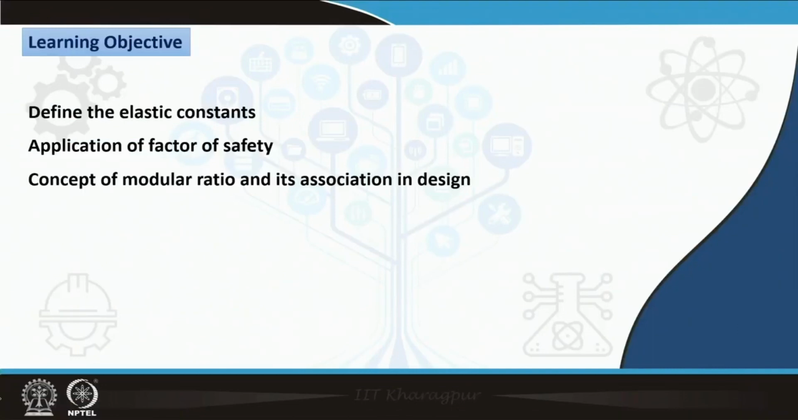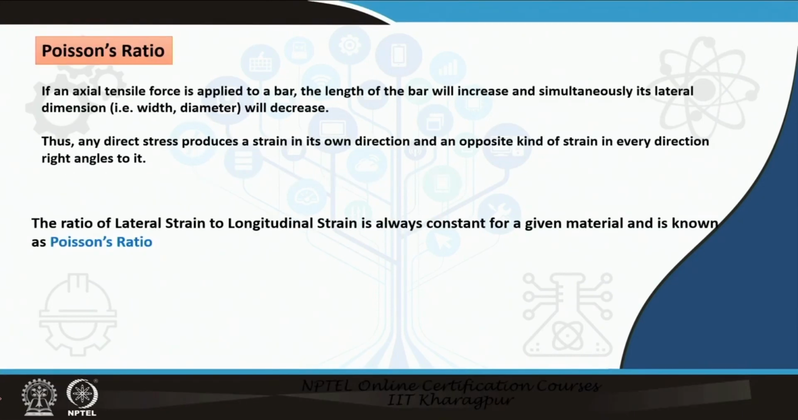The learning objective of this lecture is that we will define some of the elastic concepts, see how the application of the factor of safety works in the design principle, and also discuss the modular ratio and how it is associated with structural design. So, first let us discuss the very basics of one of the elastic constants, called Poisson's ratio.